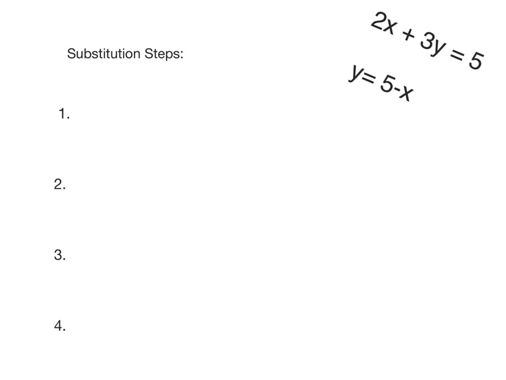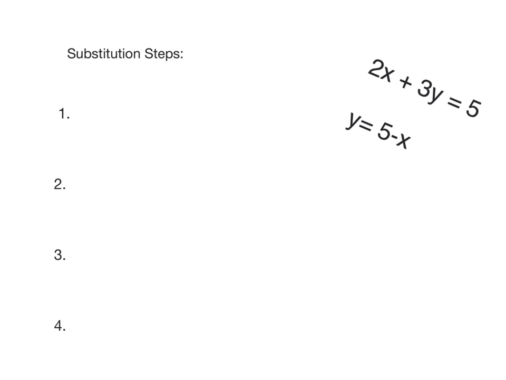So this is like what we did on bell work. We had two equations and our job was to graph them. We're not graphing today. We don't even need them. All right, so the steps to substitution, using this example that we have right here. The first thing that you're going to do is tell me what I wrote on the paper.